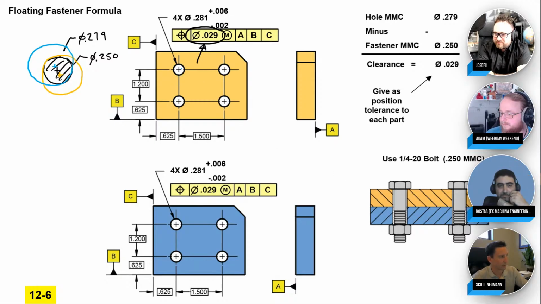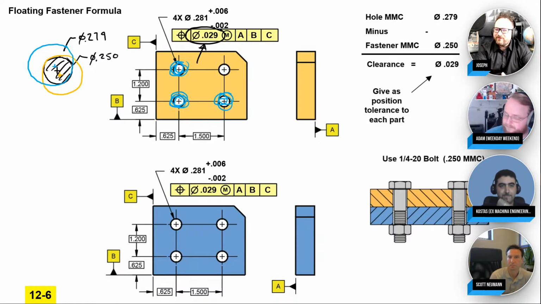And so that little Venn diagram thing is playing at each hole location. This hole can be here, here, here, here. And then this one could be here, here, here, here. But then you have that just enough white overlap between the orange and the blue. And that's what we call a virtual condition. And that virtual condition is enough for that 250 fastener to slip through.